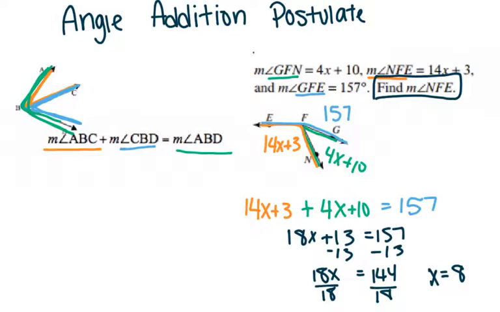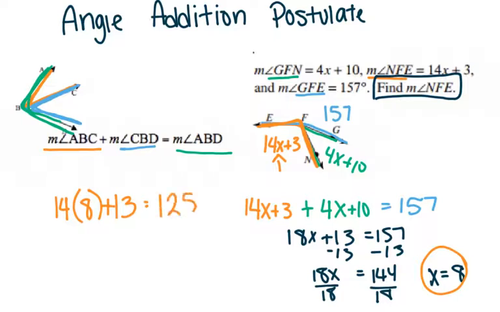Okay, that's just what x equals. I'm looking for NFE, which is the orange one. So what I'm going to do is take x equals 8 and plug it in right there. I'm going to replace the x with the number 8. And it's going to give me the measure of that angle. So 14 times 8 plus 13 is 125 degrees. That is my answer.